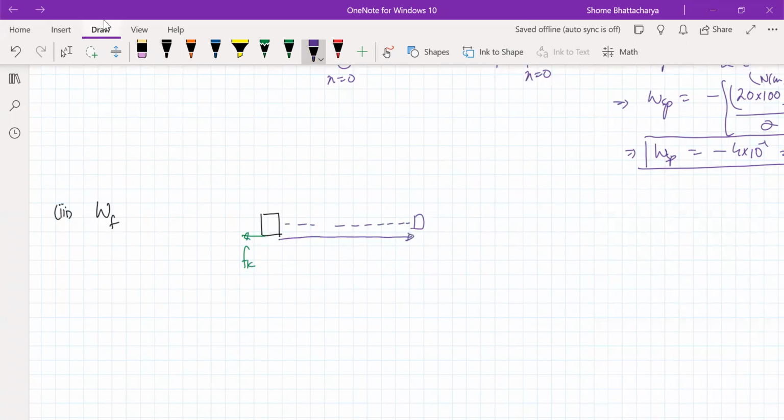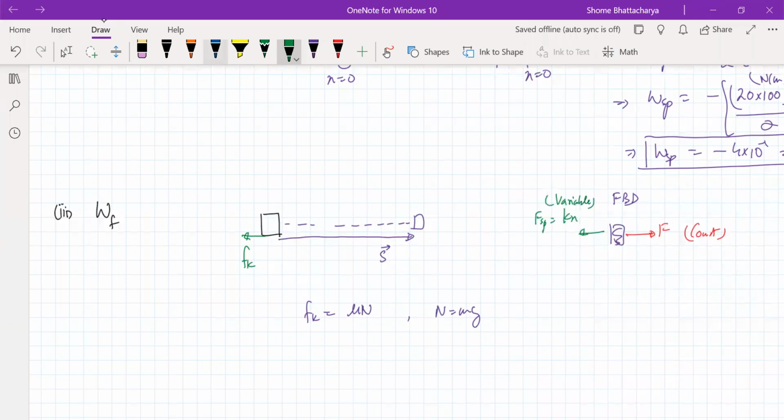So we can use the dot product definition. So friction kitna hai? Mu n hai, and n is equal to mg. So when you look at the free body diagram at any point of time now of the block, you will see what all forces are acting on it. External force, this was a constant force. Then there was spring force, this was a variable force, so we had to use integration for this. But the other forces are also constant.